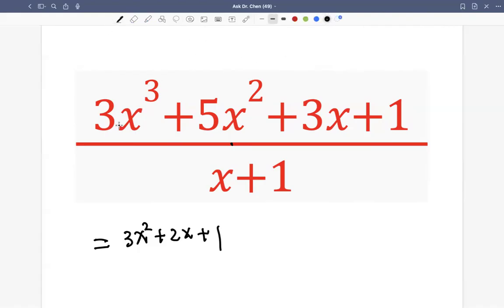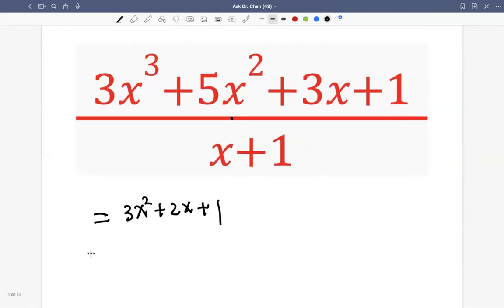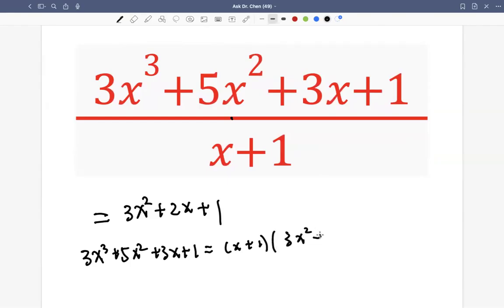So this means the polynomial of degree 3, the numerator, divided by the linear polynomial of degree 1, we get a polynomial of degree 2. So 3x squared plus 2x plus 1. And we can rewrite this as the numerator 3x cubed plus 5x squared plus 3x plus 1 equals x plus 1, the divisor, multiplied by the quotient 3x squared plus 2x plus 1.